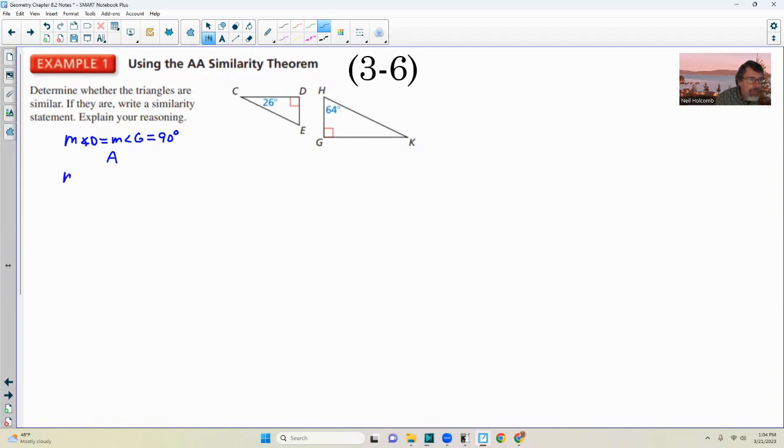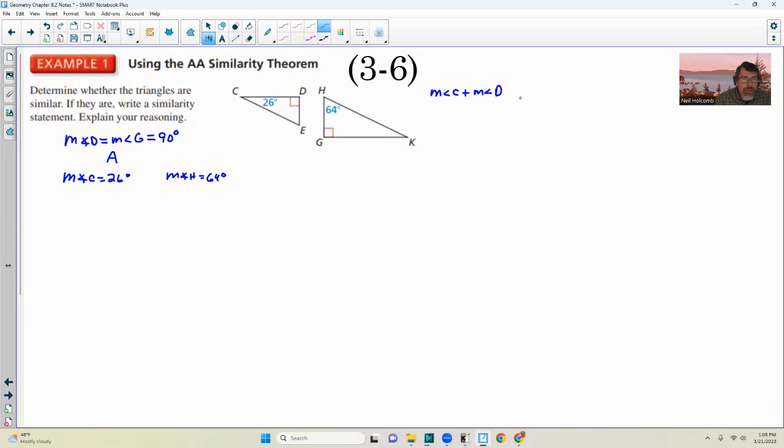So the measure of angle C equals 26 degrees. And over on the other triangle, the measure of angle H equals 64 degrees. Well, those don't correspond. D and G do, and they're 90 degrees. So I need to do the triangle sum theorem. So off to the side here, I'm going to say the measure of angle C plus the measure of angle D.